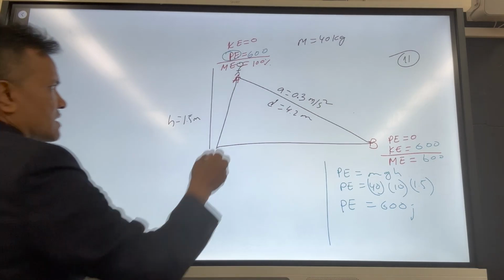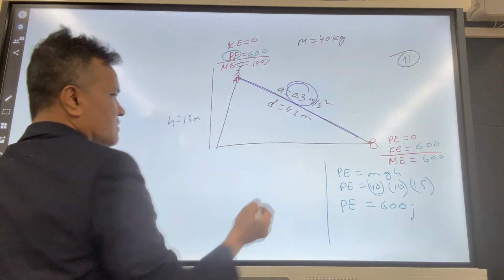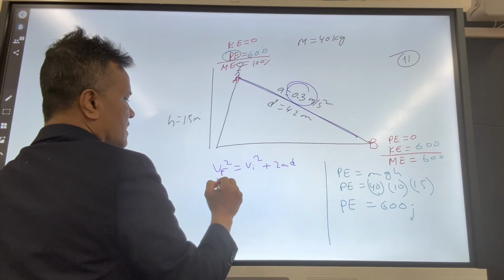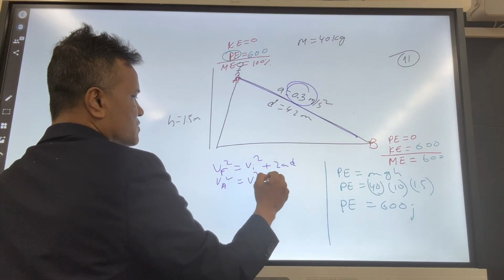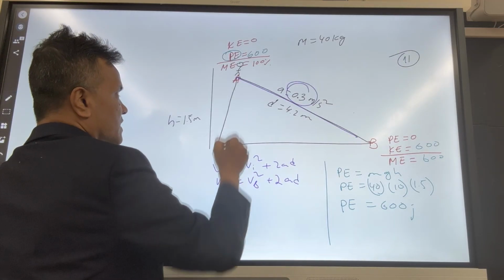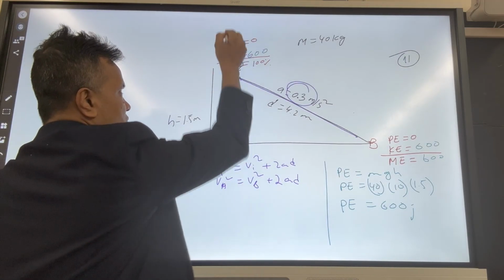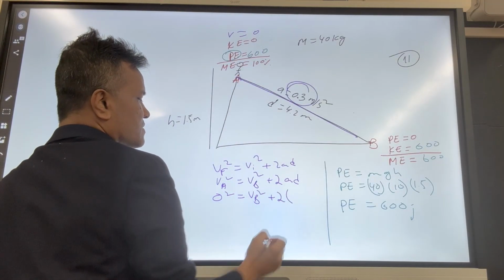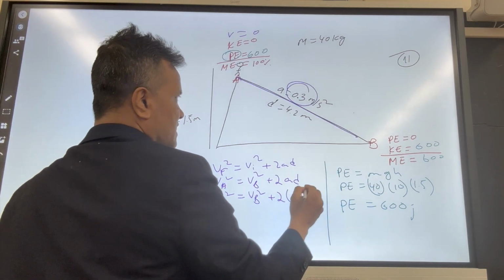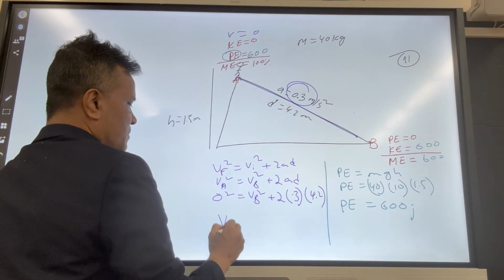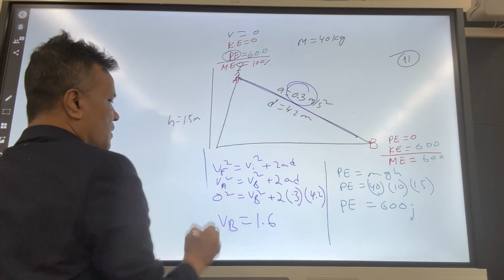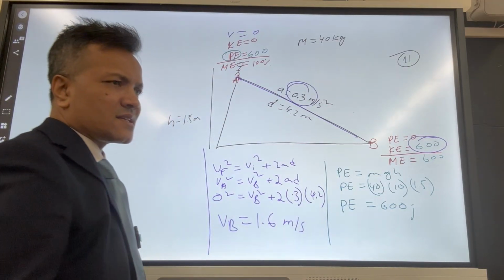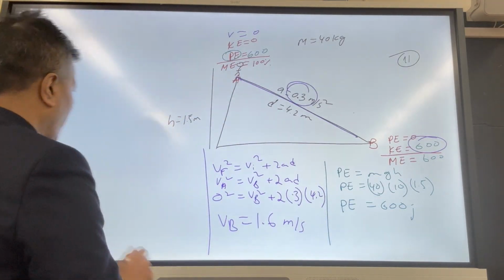One thing you know is that the person is sliding with some acceleration. Vf squared is equal to Vi squared plus 2AD. So VB squared is equal to VA squared plus 2AD. VA squared is 0. Why? Kinetic energy is 0, so velocity must be 0. VB squared is 0 plus 2 times acceleration 0.3 times D 4.2. So VB is 1.6. And 1.6 is going to help you find the kinetic energy over here. If it is 600, then you lost 0 mechanical energy.